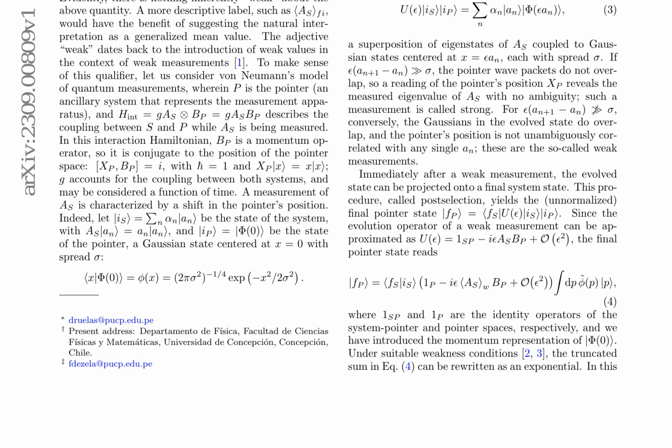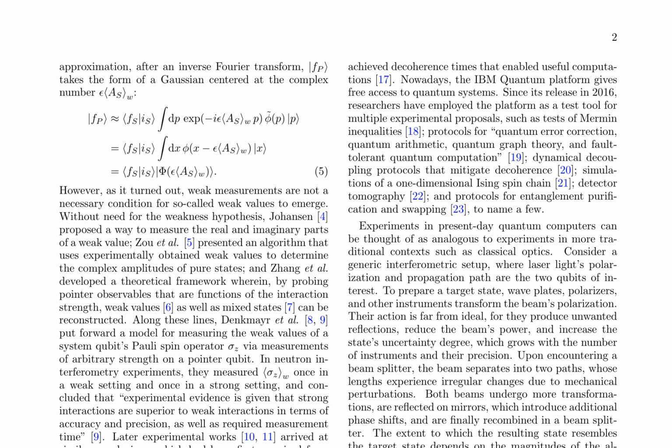The final pointer state is approximated using the evolution operator of a weak measurement, which can be expanded up to second order in epsilon. Under suitable weakness conditions, the truncated sum can be rewritten as an exponential. In quantum mechanics, weak values play a crucial role, and their measurement is a topic of ongoing research. This study focuses on the approximation of a state, F_p, achieved through an inverse Fourier transform, resulting in a Gaussian centered at the complex number epsilon A_w. This approximation is essential for understanding weak values without relying on weak measurements.